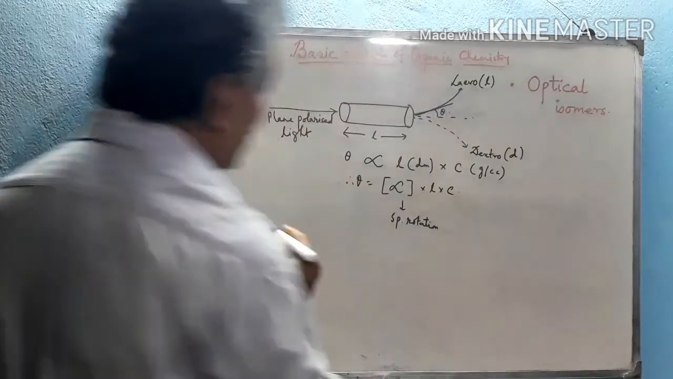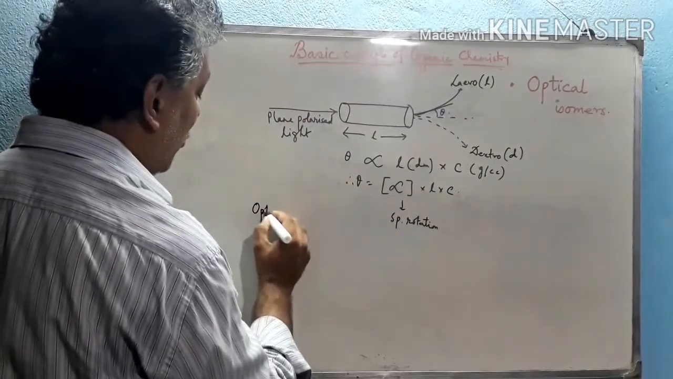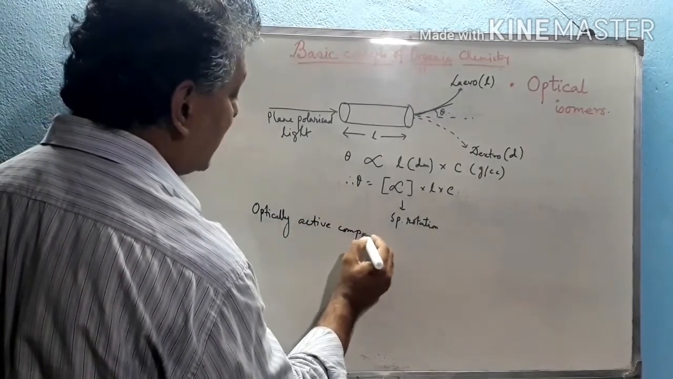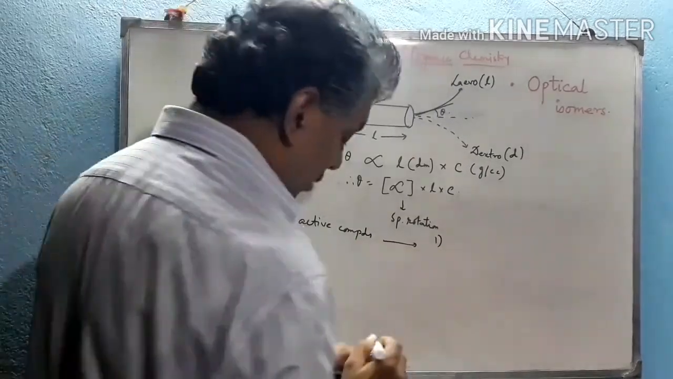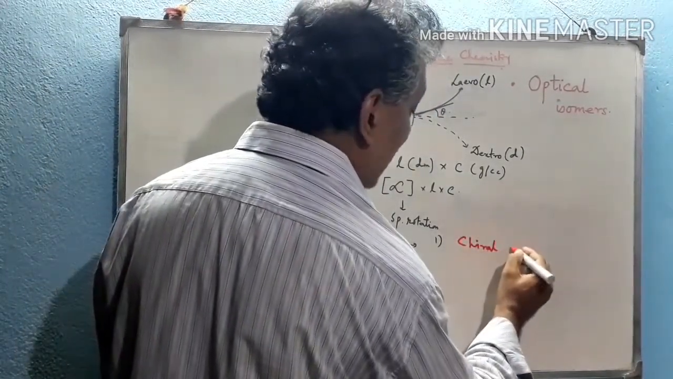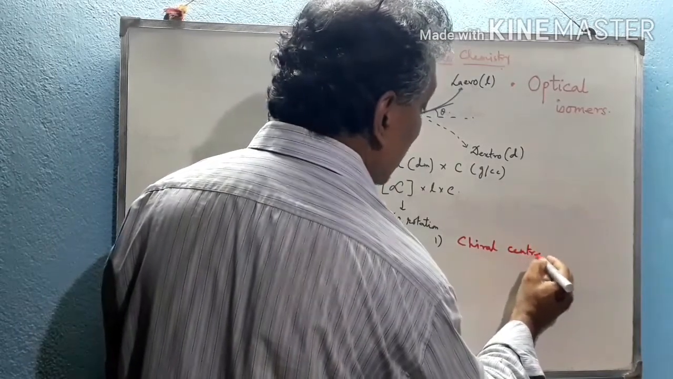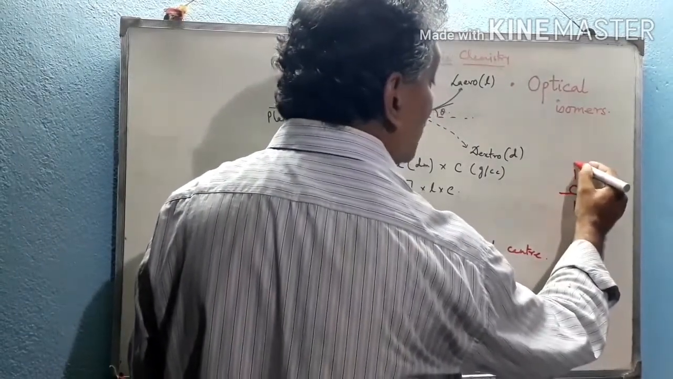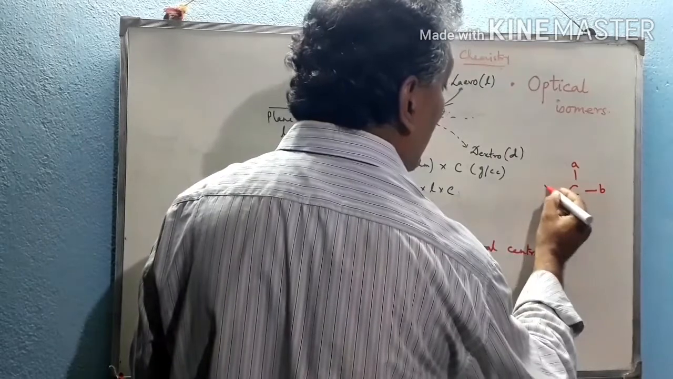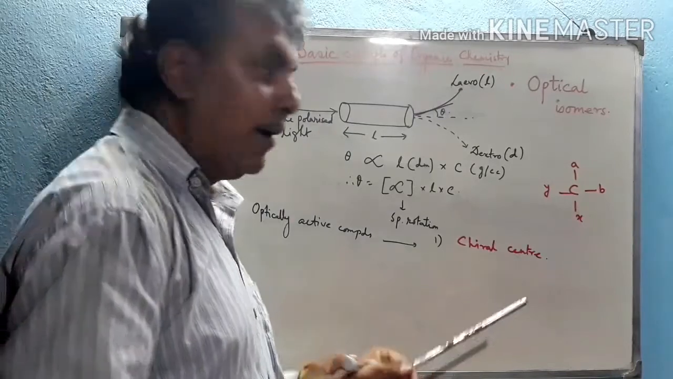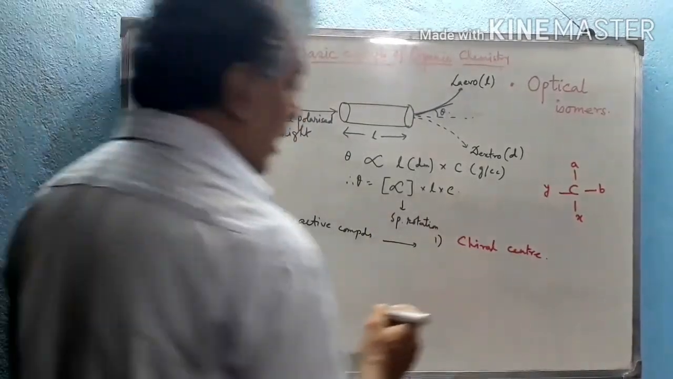Now we know that optical isomers are optically active compounds, and optically active compounds are those which satisfy three conditions. Number one, it must contain a chiral center. What is a chiral center? A carbon atom which is attached to four different groups or atoms, like A, B, X, Y. It must contain at least one chiral center. Such a carbon atom is called the chiral center.